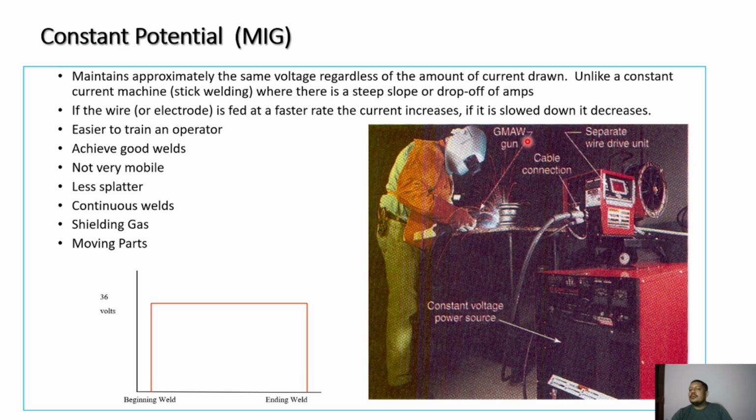Under the GMAW process, there are two processes. One is called MIG, metal inert gas welding process, or the metal active gas welding process. When I take up the GMAW process, I'll give more details there.